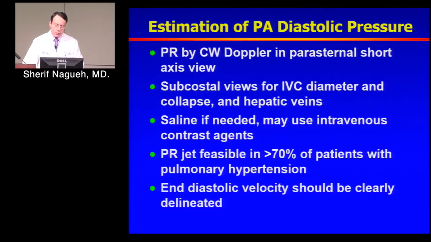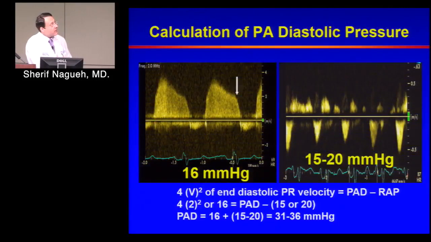For PA diastolic, you want to focus at the end diastolic velocity. So it's not the peak that you look at if you are asked about the PA diastolic. You look at the end diastolic velocity. And the equation that we use is 4V squared, where V is the end diastolic signal here, equals PA diastolic minus RAP. So if I know the end diastolic velocity and it's 2, then we look here at a 16 equals PA diastolic minus RAP. We can use the hepatic veins, we'll get to them later on in the talk, to estimate RAP. So the PA diastolic ends up in that range, clearly in the range of pulmonary hypertension.